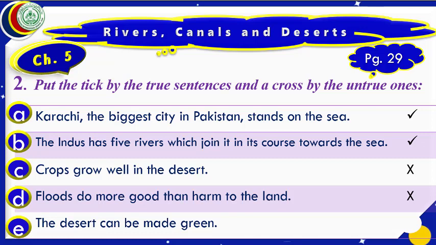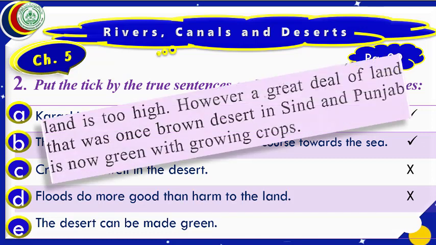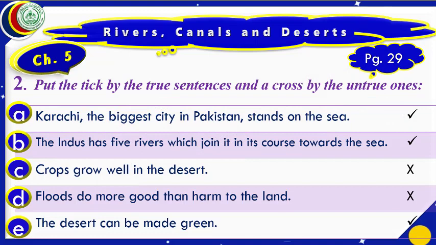Desert can be made green. Dear students, we have read, yes, the places which were desert before, we are growing crops over there. But to grow crops in the desert is very difficult. We have to spend a lot of money, a lot of hard work is required to make a desert green, but it is possible. We have done it successfully in some of the areas. That is why this part is true. Let us move to the next exercise.